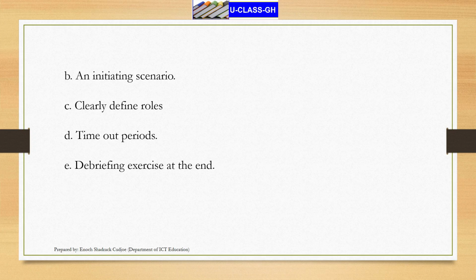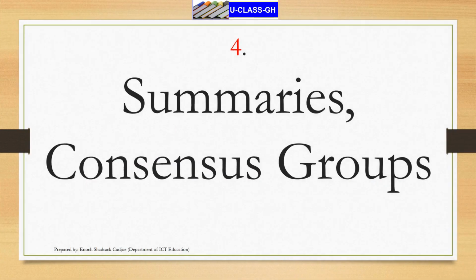The next activity is summaries and consensus groups. Summaries and consensus groups. So this is a very uncomplicated but effective online activity. Here students are asked, either individually or as a group, to summarize some aspect of the course's activities, discussions, or readings.